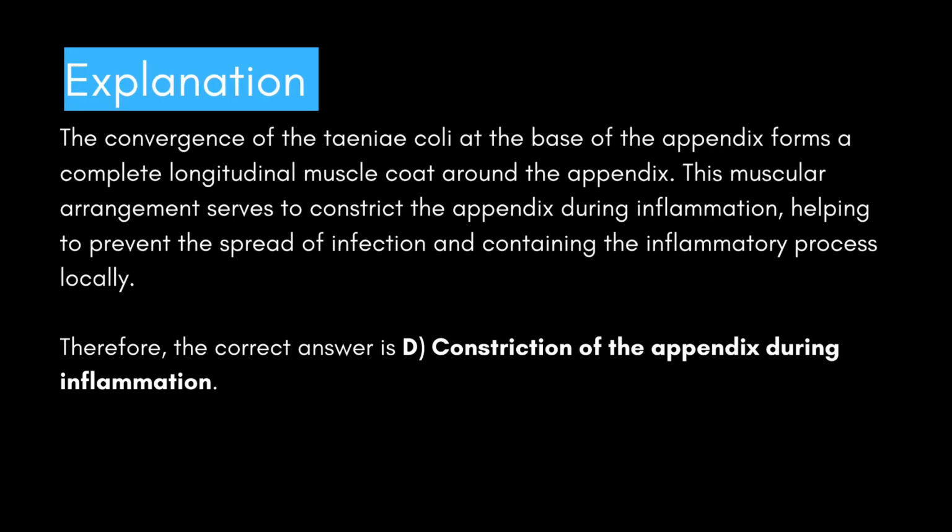The convergence of the Taenia coli at the base of the appendix forms a complete longitudinal muscle coat around the appendix. This muscular arrangement serves to constrict the appendix during inflammation, helping to prevent the spread of infection and containing the inflammatory process locally. Therefore, the correct answer is D, constriction of the appendix during inflammation. Let's go ahead and see why the other answer choices are incorrect.